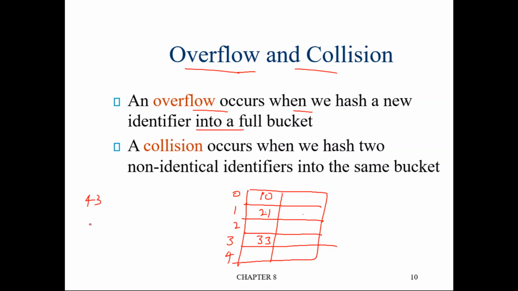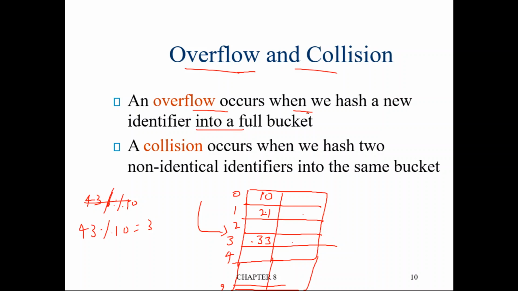Now if you want to insert 43, let us assume the total size of this is 10, 0 to 9. So you have to perform 43 mod 10. 43 mod 10 is what? 3. So if you see the third location, actually there is a collision. But it is not overflow, because one slot is filled, another slot is empty. So this is called collision but not overflow. This is how we differentiate collision and overflow.